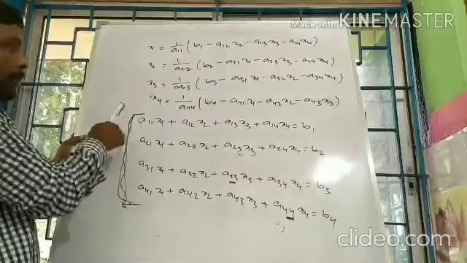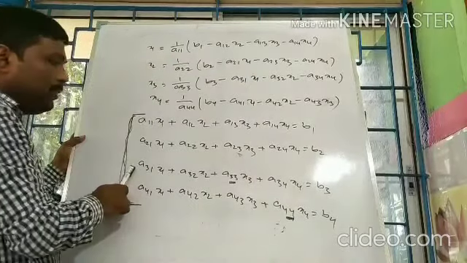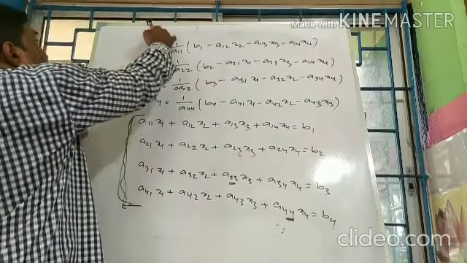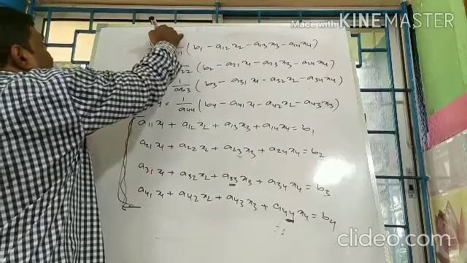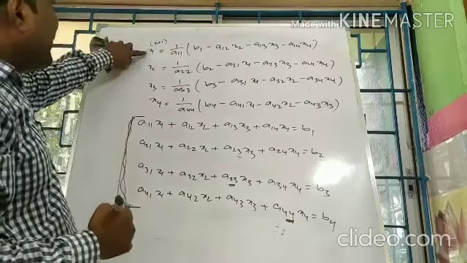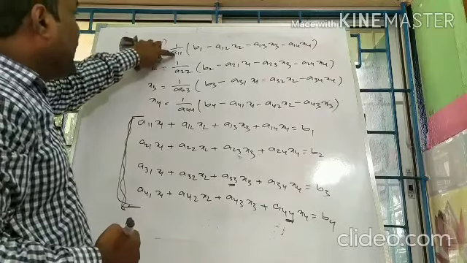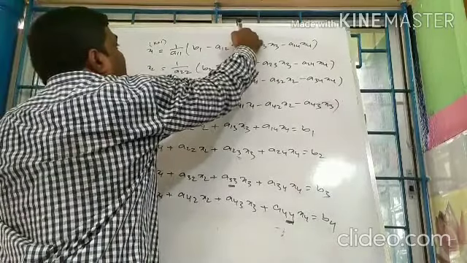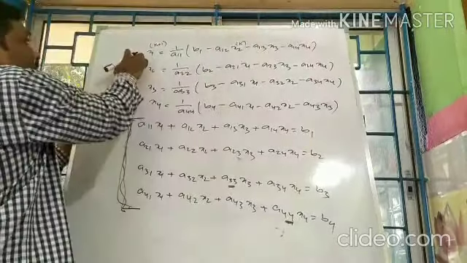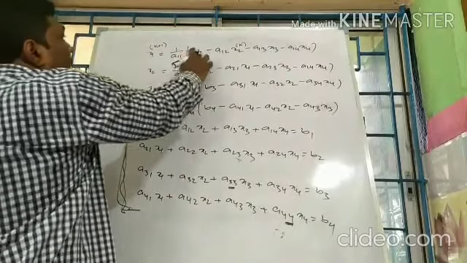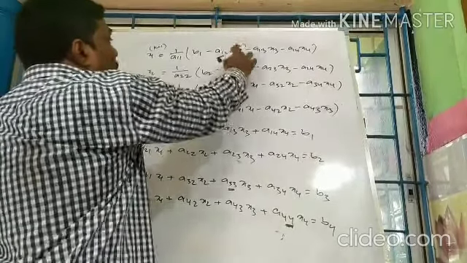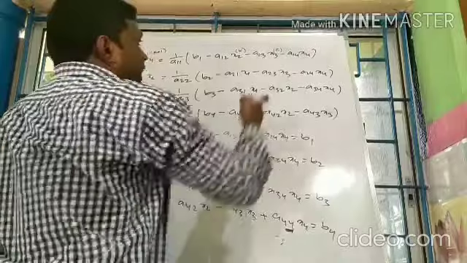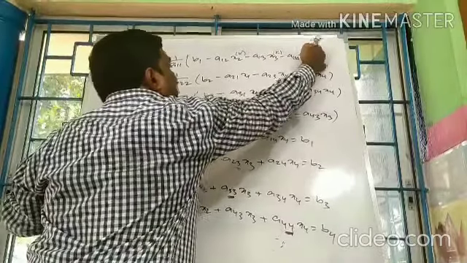Okay. So calculate x1 from the first equation, x2 from the second equation, x3 from the third equation, and x4 from the fourth equation. Then the Gauss-Seidel iteration formula: the k plus 1 iterative value of x1 is 1 by a11 b1 minus a12 kth iterative value, meaning previous iterative value of x2, minus a13 previous iterative value of x3, minus a14 previous iterative value of x4.